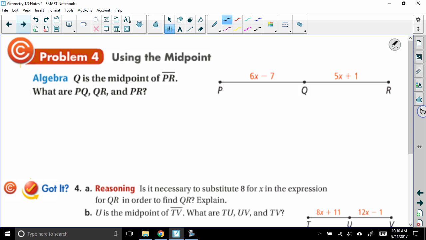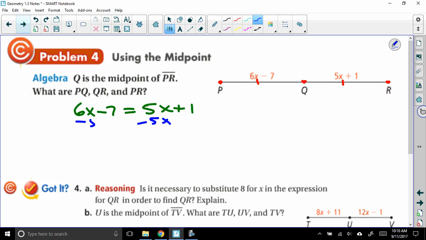So problem 4, Q is the midpoint. They're telling you Q is the midpoint. When they do that, mark the drawing. Since Q is the midpoint, it means that this and this part are congruent. They have the same measures. Their lengths are equal. So we can set 6x minus 7 equal to 5x plus 1. So now we can set things equal when we're given a midpoint.